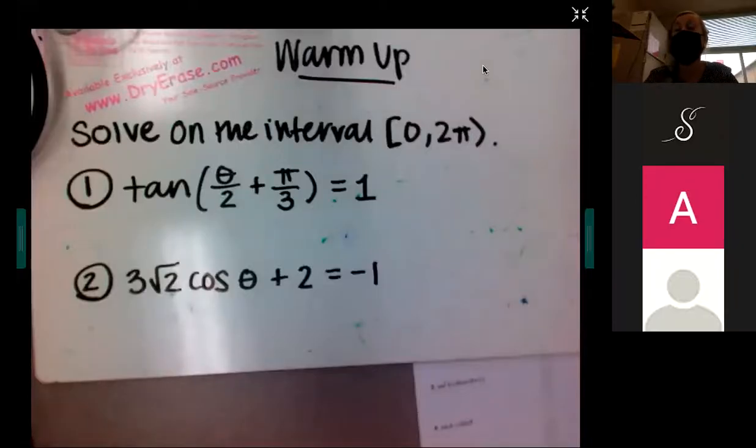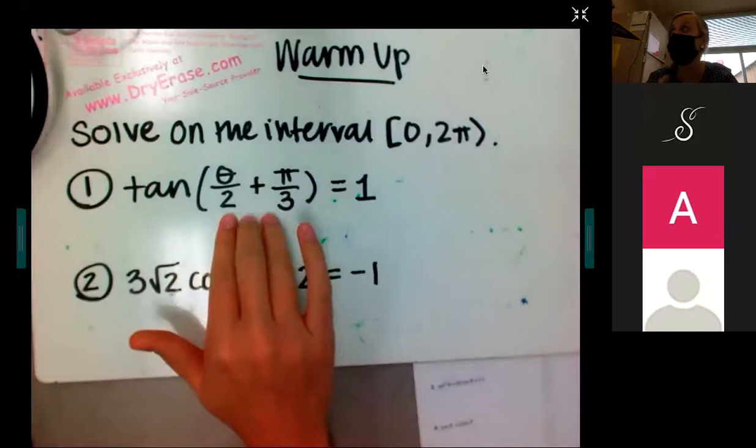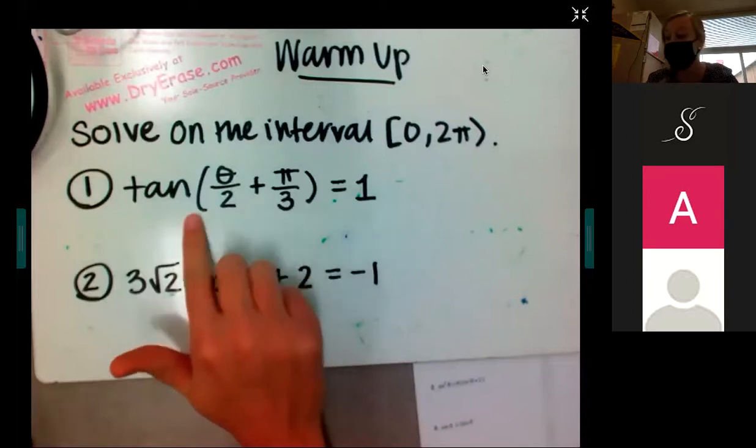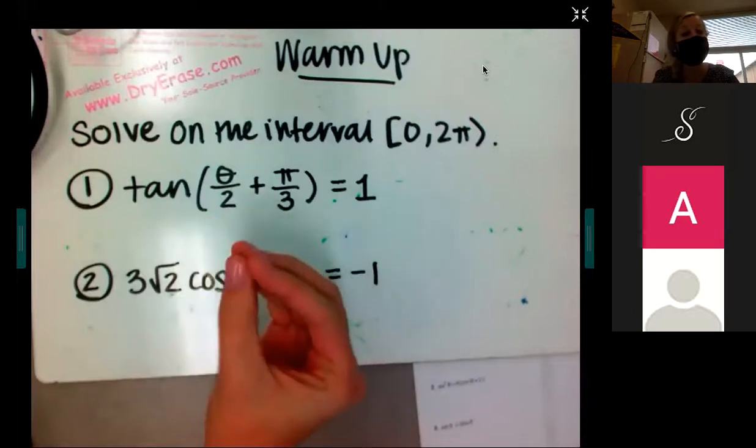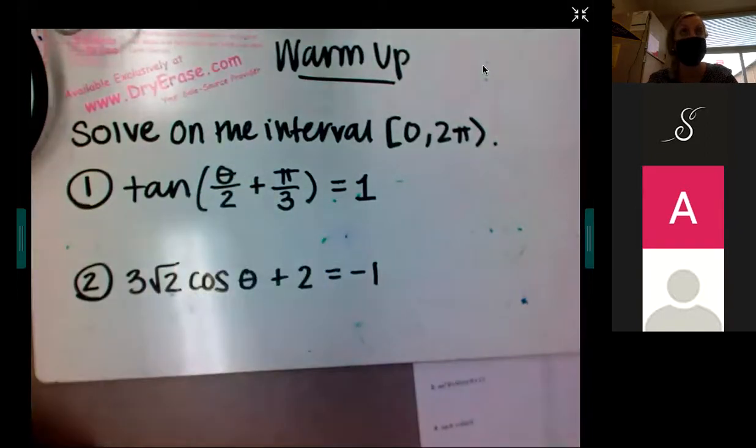For number one, listen to me very carefully, because I emphasized this on Tuesday, and I feel like maybe not everybody watched the notes video all the way through. Can you mess with the theta over 2 or the plus pi over 3 yet? No. Think about when we did logs. These are all together, and we're taking the tangent of it. So it's like an argument, right?